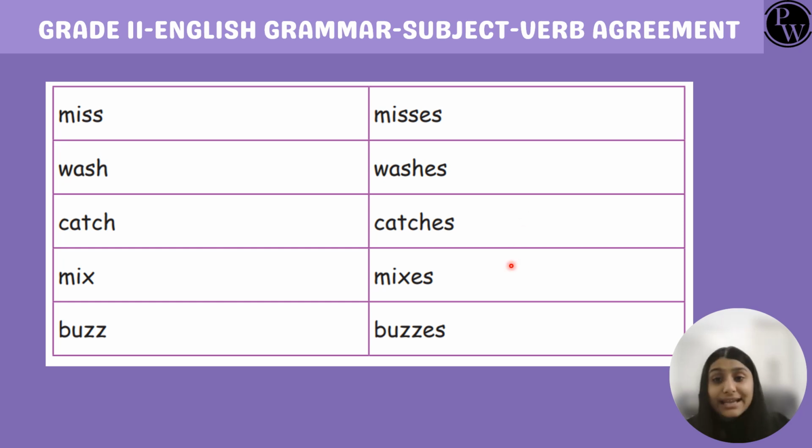All right. Next, mix. Mix ends in x, right? So what do we do? We add an es to the verb mix so that it agrees with the singular subject. Then what do we have? We have buzz, and buzz ends in z, right? So what will we do? We'll add an es to the end so that this verb agrees with the singular subject. Okay?